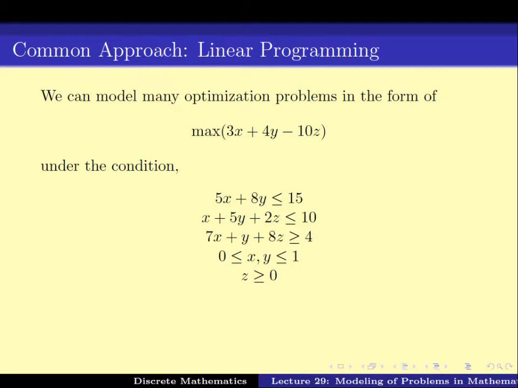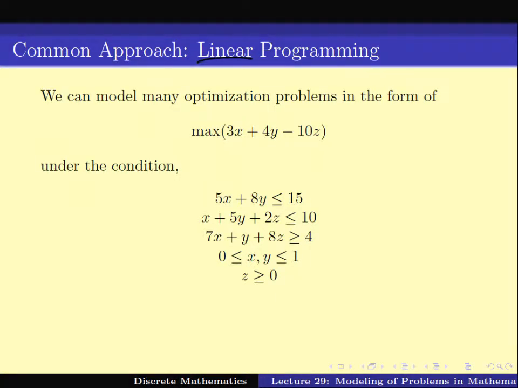So I have been given this set of equations: 5x plus 8y is less than 15, x plus 5y plus 2z is less than or equal to 10, and so on and so forth. And of course we have been told that x and y are numbers between 0 and 1, z is a positive number, and under such conditions, what is the maximum that we can have? Now this is a typical form of linear programming.